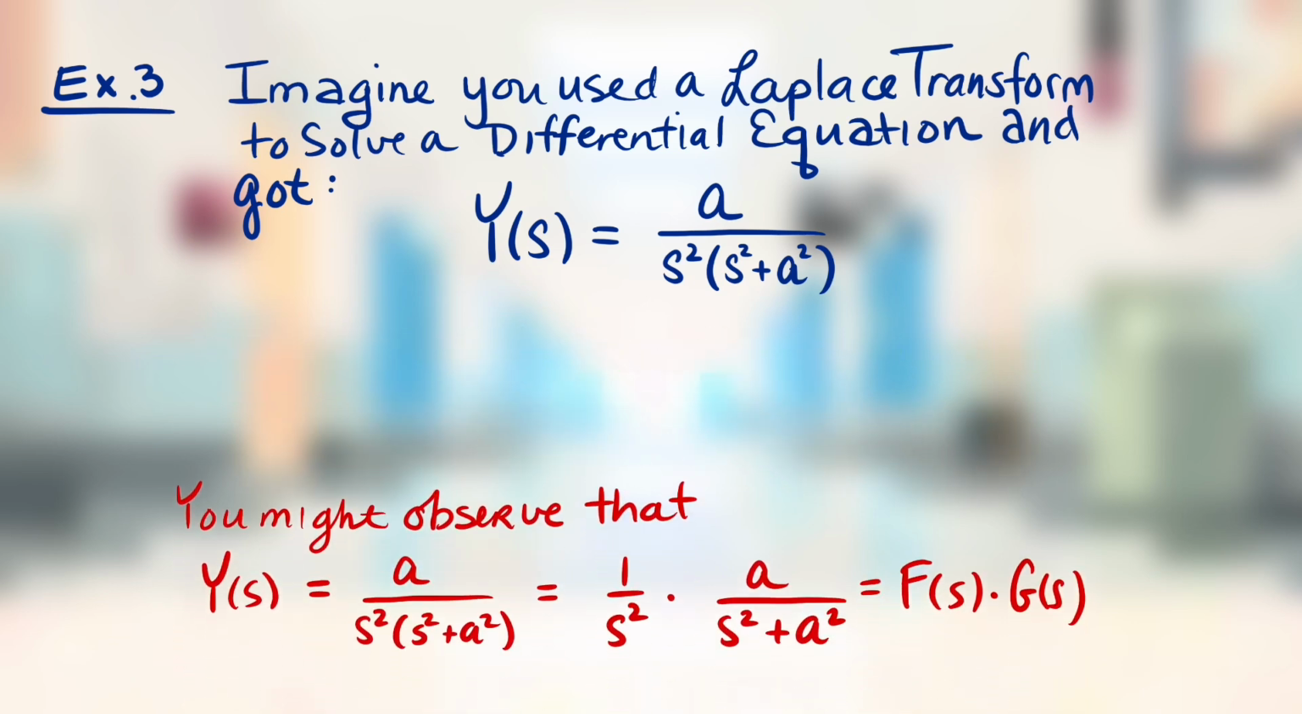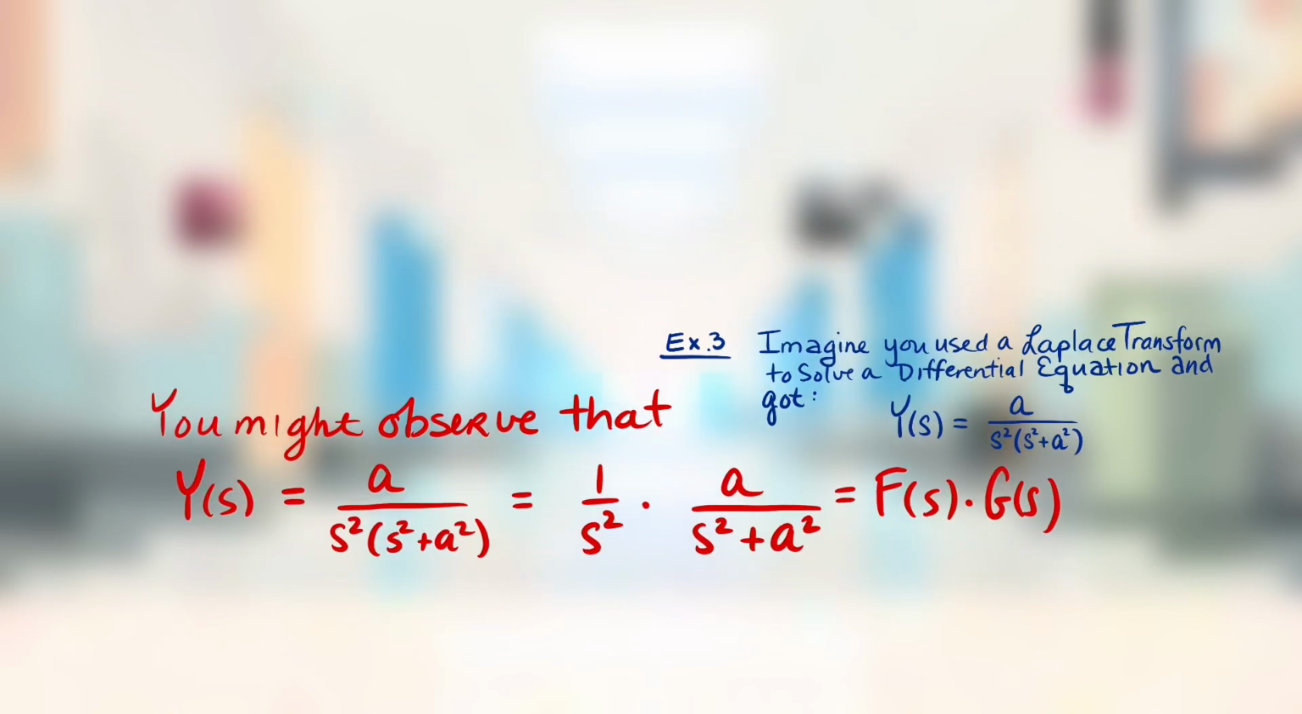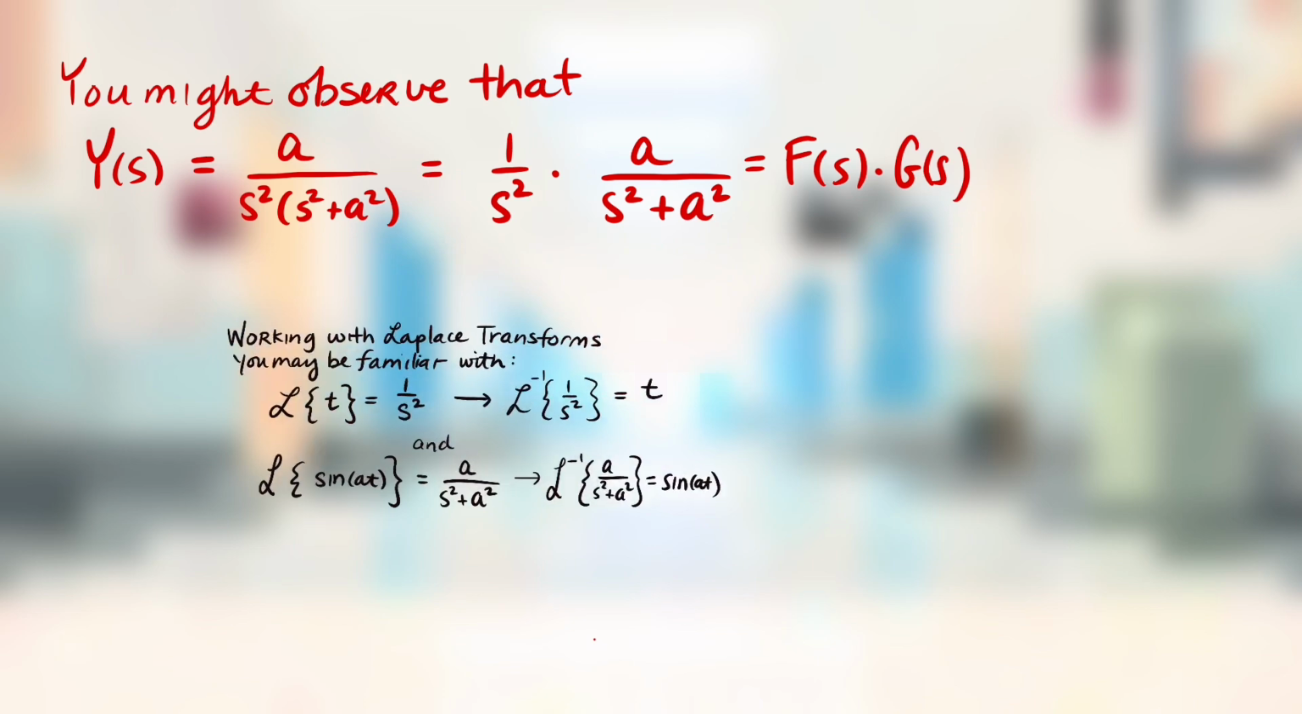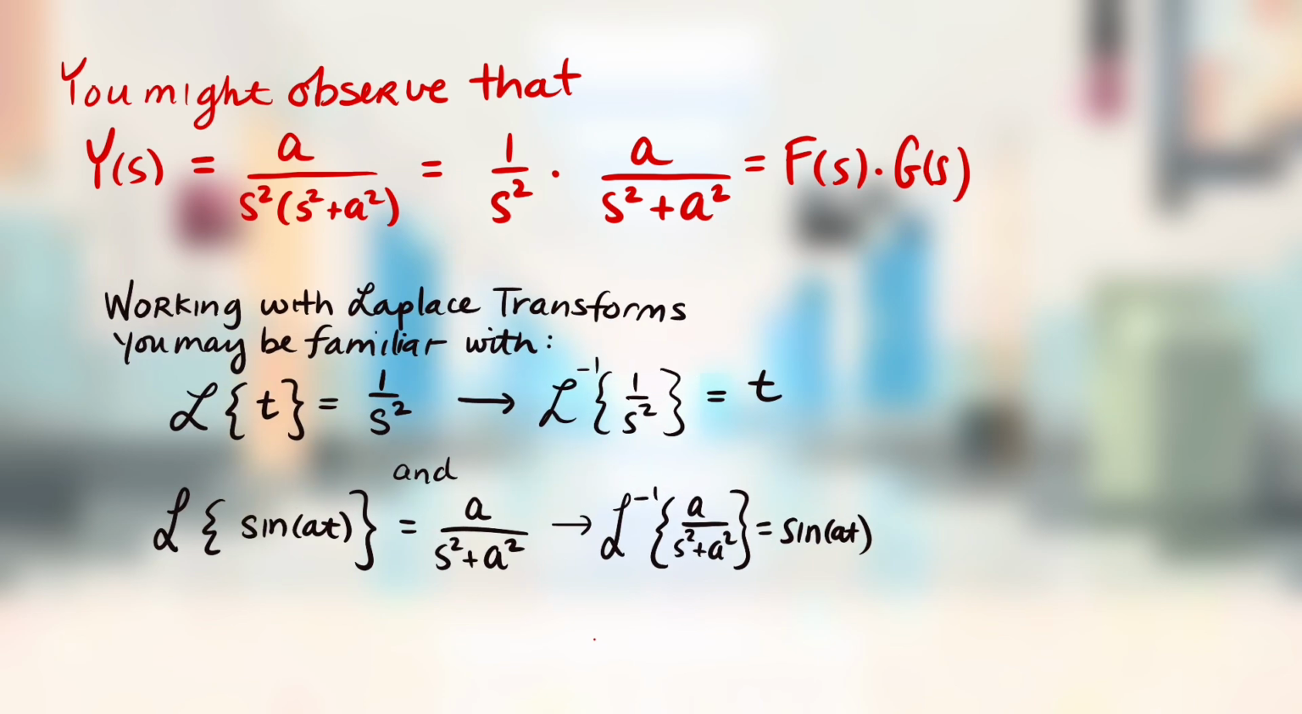Well, we could try to process that through a series of partial fraction decompositions, but we might observe that we can split this particular expression into the product of two things, 1 over s squared and a over s squared plus a squared. And if you're familiar with Laplace transforms, you might be familiar with the fact that the Laplace transform of t is 1 over s squared, and the Laplace transform of sine of at is a over s squared plus a squared. So we can use those facts to play around with that expression.